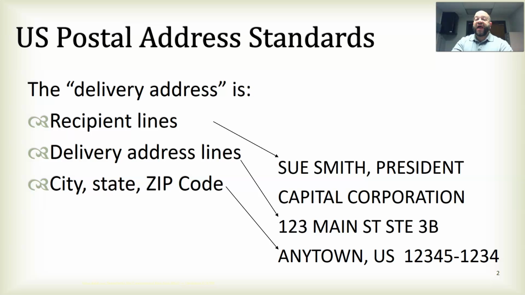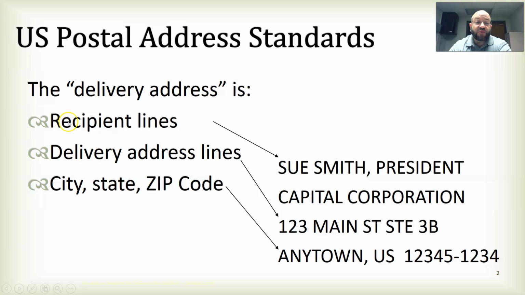So let's take a look at what goes on with a standard U.S. address. The U.S. address postal standards: the delivery address consists of 3 areas. Not 3 lines, but 3 areas. It might be 3 lines, it might be more. It depends on the location, and the person or entity you're sending it to. The first is the recipient lines, then the delivery address lines, and then of course city, state, and zip code, and maybe a sub-zip code listed in there.